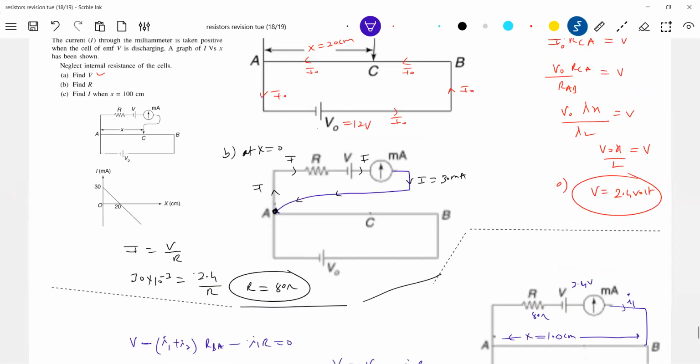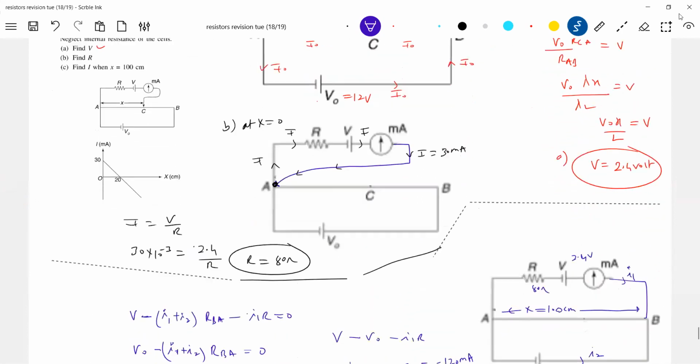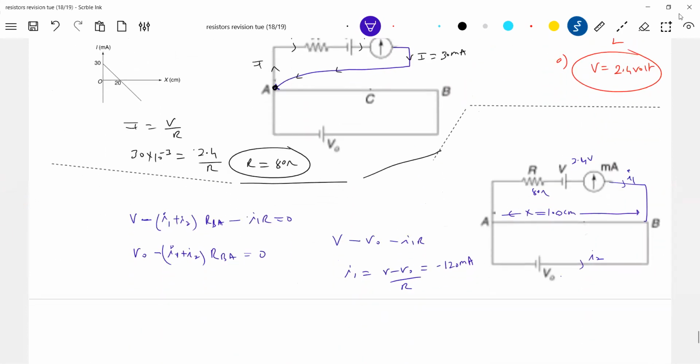Because V will be less than V0. What do you mean negative? In fact, it will flow in the opposite direction. Like this, you can conclude here.